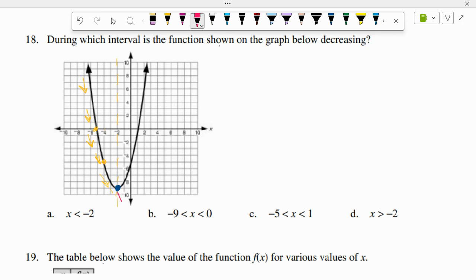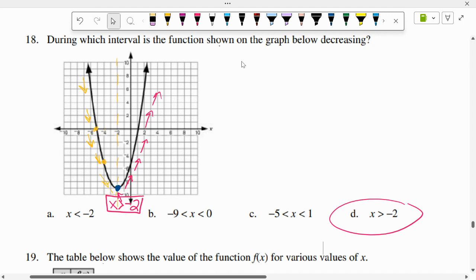But then once I get to the turning point or the vertex, the y values start to get bigger. They're increasing. So you have to figure out what interval that increase takes place. And it's at all of the x values that are bigger than -2. All of the x values that are greater than -2.